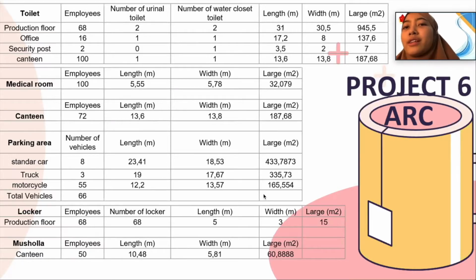For personnel requirements, consisting of toilet, medical room, canteen, parking area, locker, and musola. The toilet is located at production floor, office, security post, and canteen. The parking area consists of standard car, truck, motorcycle, and total vehicles is 66. Locker is located at production floor, and then musola is located at canteen.